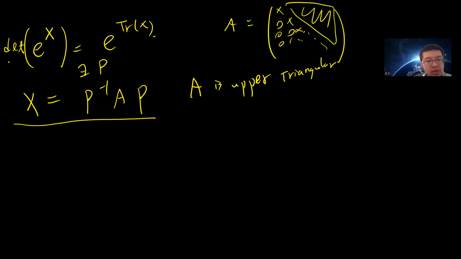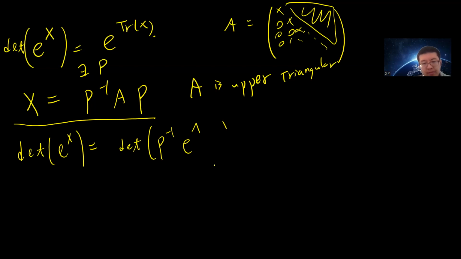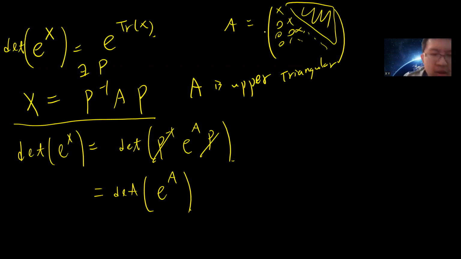I'm going to just write, and obviously the determinant of exponential X, by a simple formula, is the determinant of P inverse exponential A P, which is the determinant of exponential A, because these two can cancel. So now you're doing exponential A. So let's say if your A is something like this.